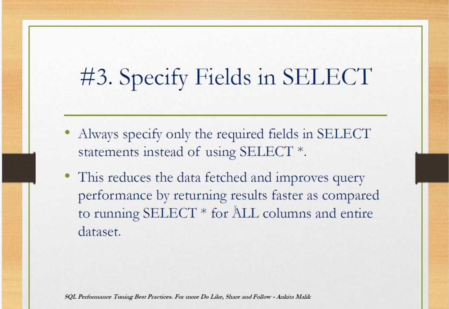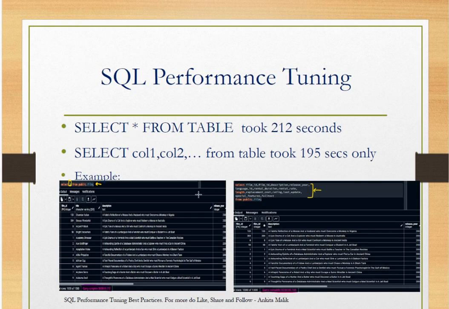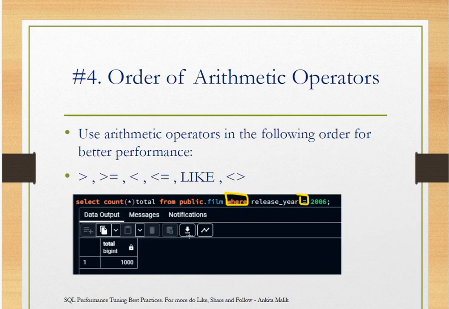Next, specify fields in the SELECT clause. Instead of using SELECT *, always try to select the specific column names which you need from your table, because it improves your query performance and returns results faster as compared to SELECT * for all the columns. In this example, it took 212 seconds for selecting the entire data set of around 1000 rows, and when I used specific columns, it only took 195 seconds. So you can see the difference here.